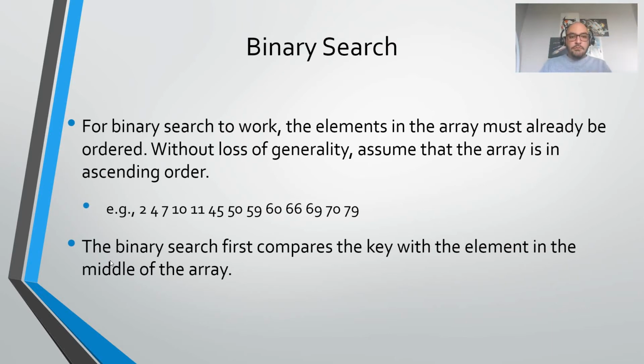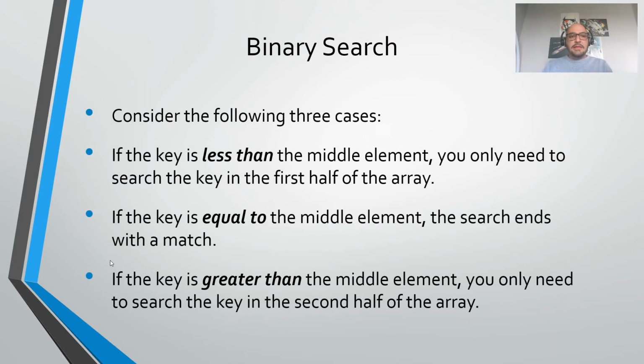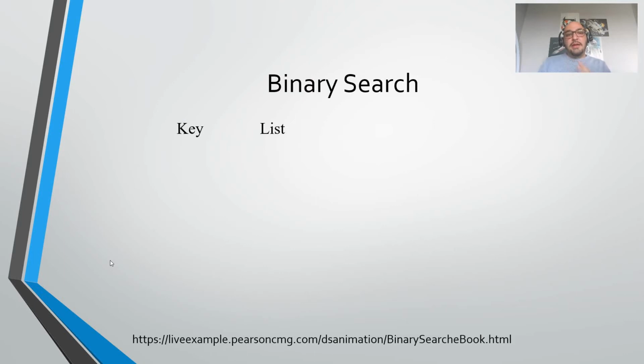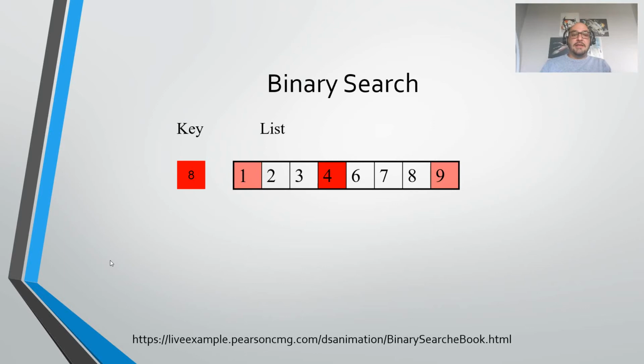Now, let's see how that's going to work from an example point of view. Suppose I have this list, and I'm looking for the number 8. My list is 1, 2, 3, 4, 6, 7, 8, 9. Now I know my collection has to be sorted. So I'm going to start by comparing with the element in the middle. In this case, it could be 4 or 6. I just decided to use 4, but it could be either of them.